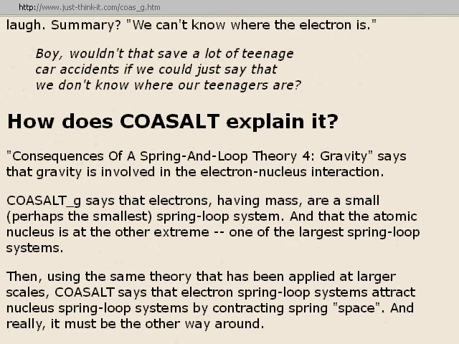Consequences of a spring and loop theory, number 4, gravity, says that gravity is involved in the electron-nucleus interaction. COASALT G says that electrons having mass are small, perhaps the smallest, spring-loop system, and that the atomic nucleus is at the other extreme, one of the largest spring-loop systems. Then, using the same theory that has been applied at larger scales, COASALT says that electron spring-loop systems attract nucleus spring-loop systems by contracting spring space.